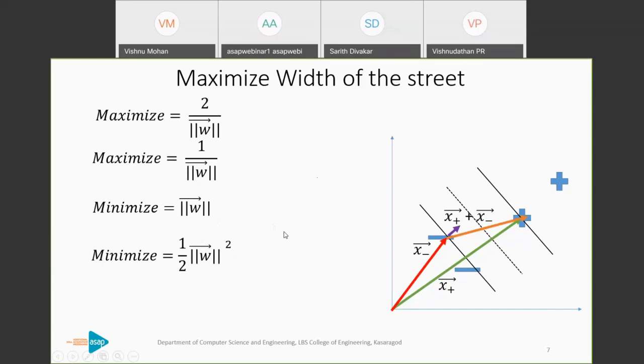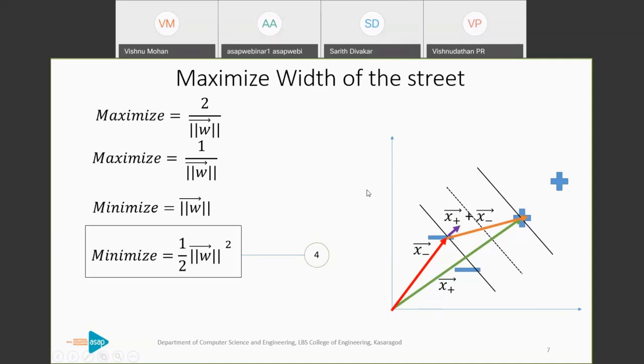Why I'm going to do this? Again, it is just for mathematical convenience. Later, when we take the derivative, this 2 will get cancelled, and we actually need the norm square to match it with the dot product. So that is just for the mathematical convenience later. Now you have an expression to be minimized. So this is the expression that you are going to minimize, so that you will have maximum width for your street.